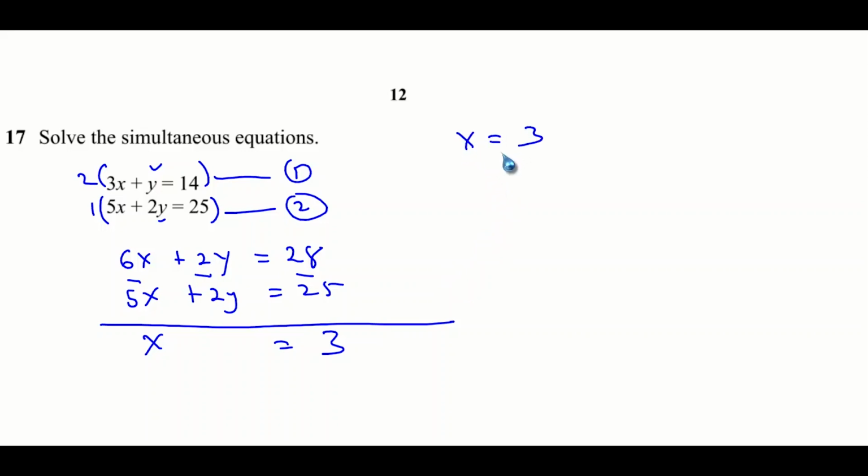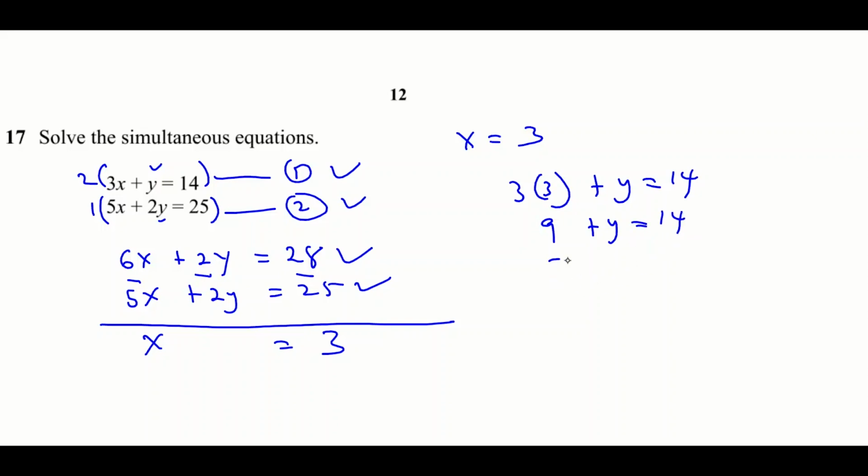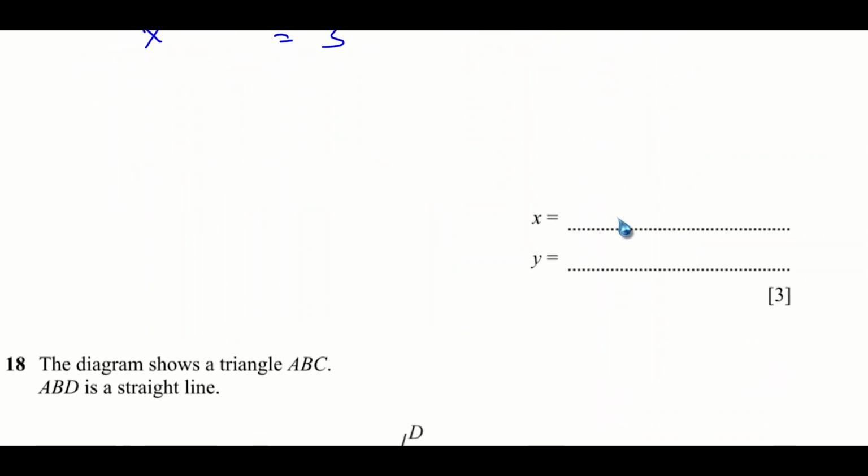If x equals 3, then I can substitute into any of the equations. So let's substitute into equation 1. We have 3x, and x is 3 now, so this will be 3 times 3, plus y, equals 14. So this will be 9 plus y equals 14. Let's subtract 9 from both sides. This will cancel this. We have y equals 14 minus 9, which will be 5. So that means x equals 3 and y equals 5.